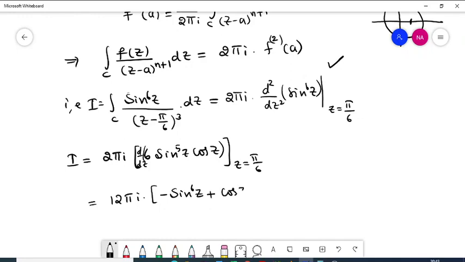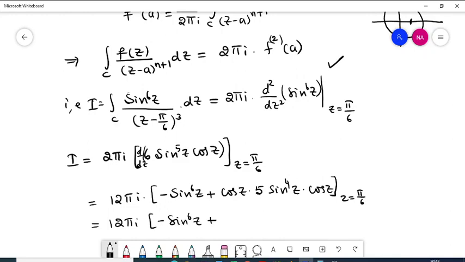keeping cos z, the derivative of sin power 5z is 5 into sine power 4z into cos z, at z equal to pi by 6. So it will be 12 pi I into minus sine power 6z plus 5 cos square z sine power 4z at z equal to pi by 6.